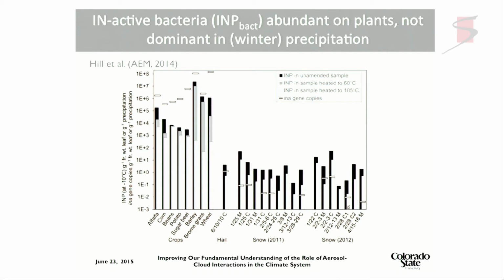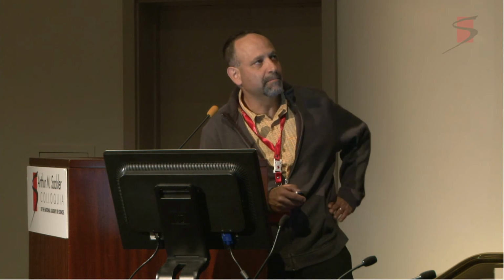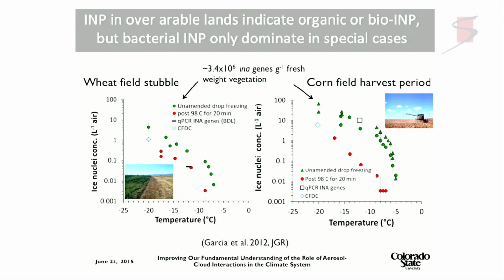In fact, they don't even measure what happens when you heat the samples up to a temperature that would destroy proteinaceous matter. So there are other biological organisms responsible for a lot of the ice nucleation in those samples, but it's not these ice nucleating bacteria specifically. Similarly, when we make measurements, say over the Great Plains of the US, we again find a heat sensitivity identifying proteinaceous ice nucleating particles, but they're not the ice nucleating bacteria that we are all familiar with.